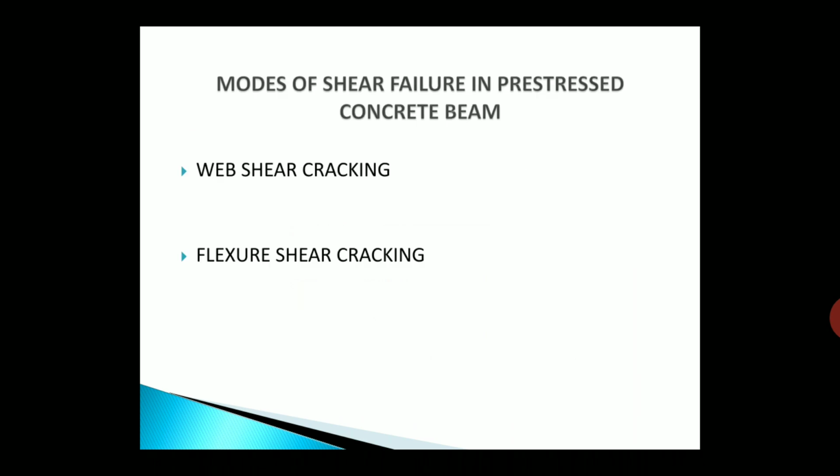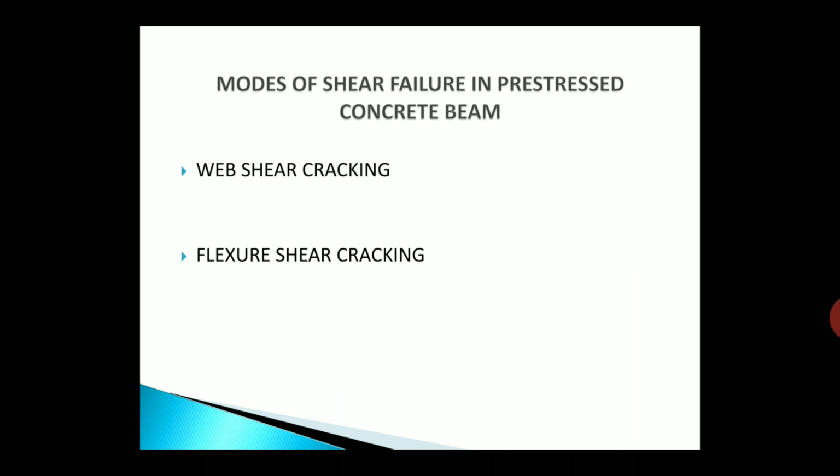Then, modes of shear failure in prestressed concrete beams. Generally in shear failure we have 5 modes, but in our PSC beams we are studying only 2 modes, which are web shear cracking and flexure shear cracking. In the next videos, we will go in depth with these concepts. Briefly, web shear cracking is the cracking because of pure shear force.